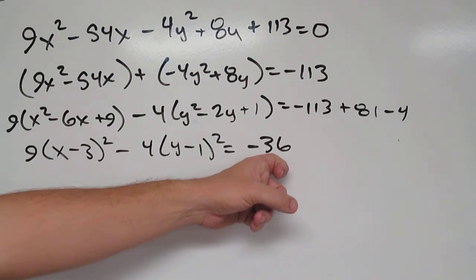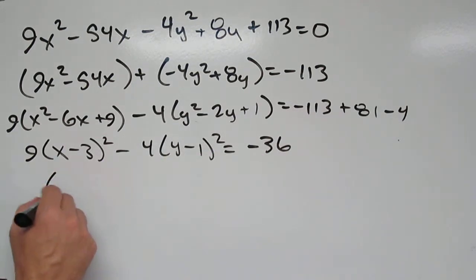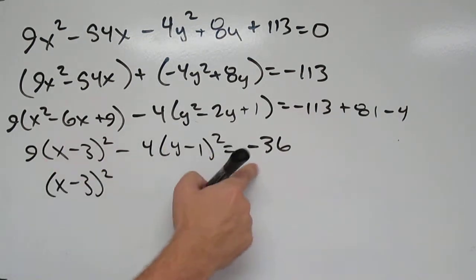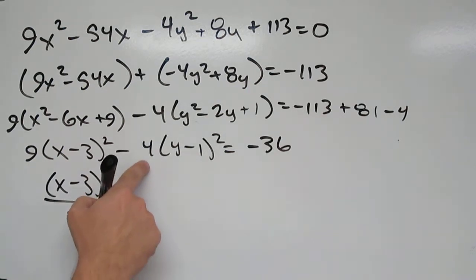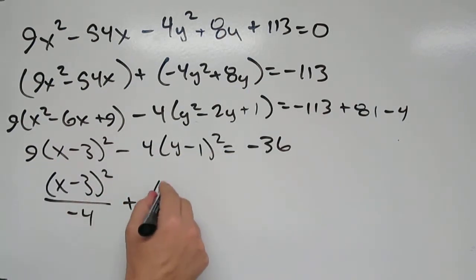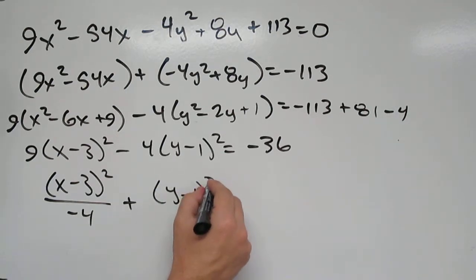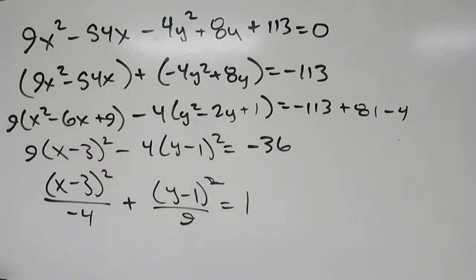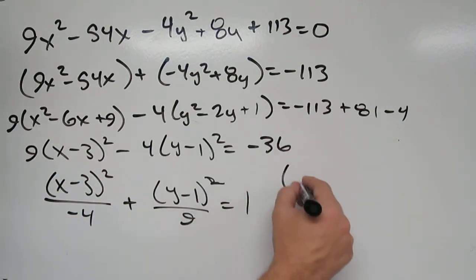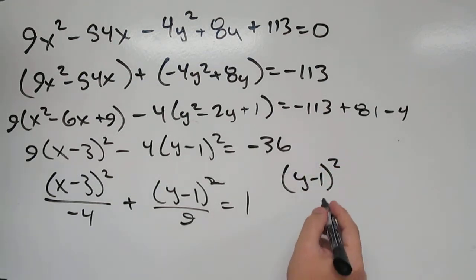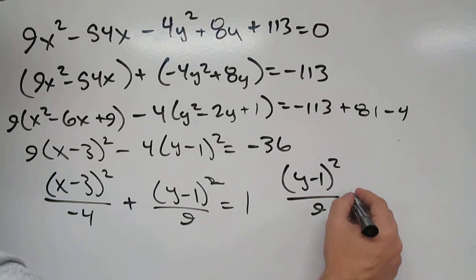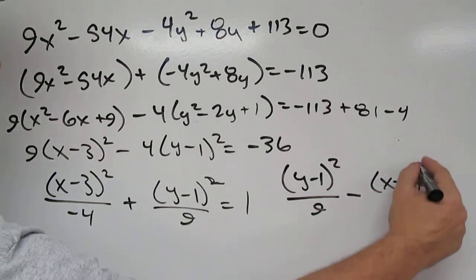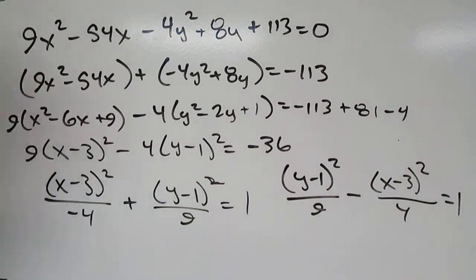Seems odd to have a negative here, but when I divide both sides by negative 36 to get that equal to 1, what's going to happen is 9 divided by negative 36 will give me negative 4, and 4 divided by negative 36 will give me 9. So I actually need to flip those two and put this one first. So in standard form, my final equation would be y minus 1 squared over 9 minus x minus 3 squared over 4 is equal to 1. So that's to get it in standard form.